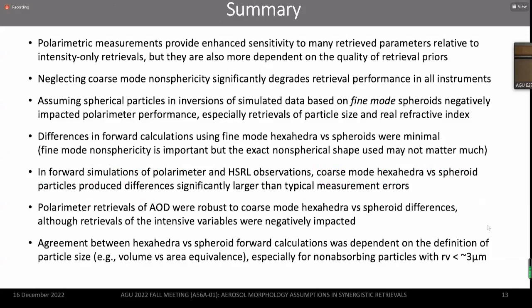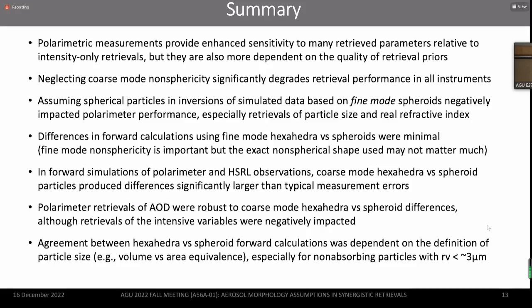So in conclusion, polarimetric measurements provide enhanced sensitivity to a lot of retrieved parameters relative to intensity-only measurements, but they seem to be more sensitive to forward model assumptions or to the quality of the retrieval priors. Neglecting non-sphericity in the coarse mode degrades retrieval performance by a very large amount. We expect that. But assuming spherical particles in the inversion of a simulation based on data from fine mode spheroids actually negatively impacted polarimeter performance in a few variables: real refractive index and variables representing size.